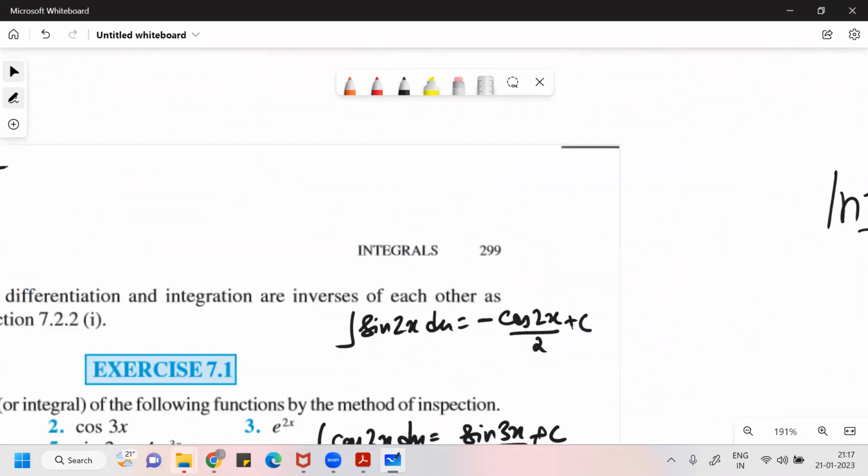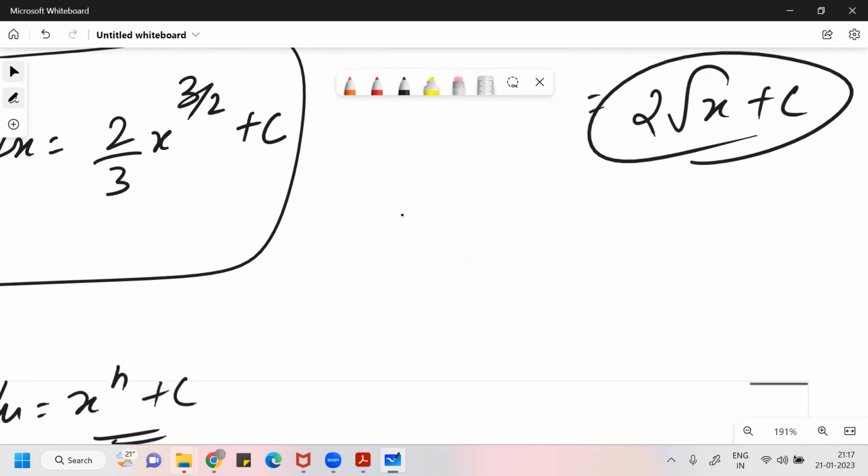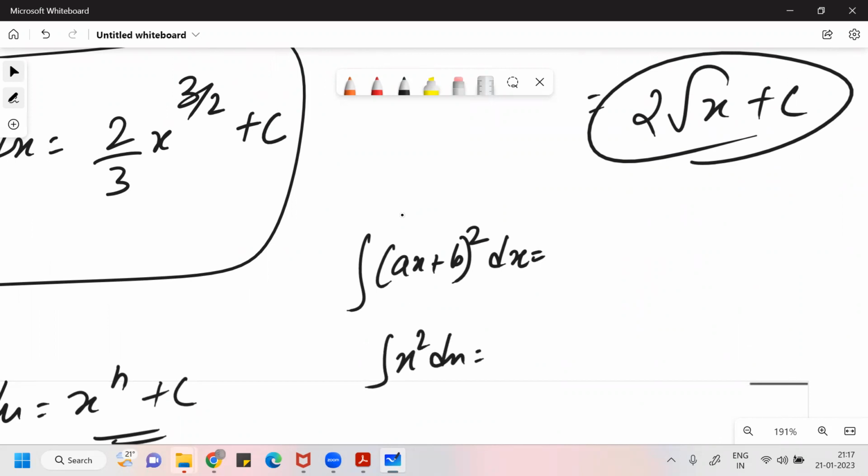If I talk about the integration of (ax plus b) whole square dx, just think of ax plus b as the x. What is the integral of x square dx? That would be x cubed by 3 plus c. The same logic you use here. This would be (ax plus b) whole cubed by 3, and here the constant a is there, so by 3a, plus c.